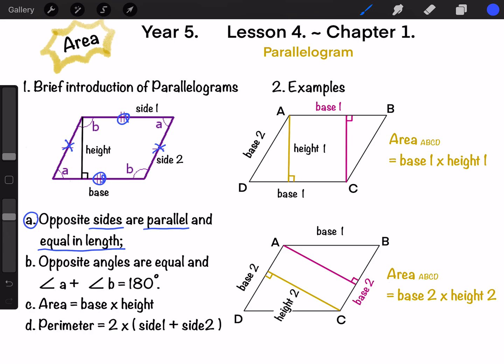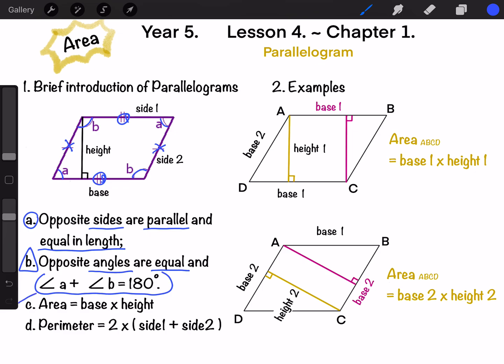For a parallelogram, opposite angles are equal. So angle A, they are opposite to each other and equal to each other. Angle B and angle B, they are opposite to each other and equal to each other. Meanwhile, angle A plus angle B equals 180 degrees. It's important for the further learning of parallelogram, so it deserves to be remembered.